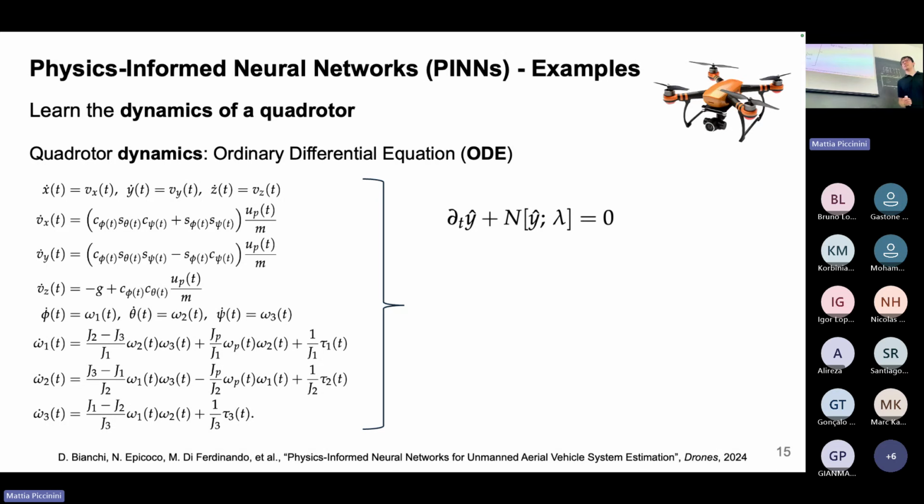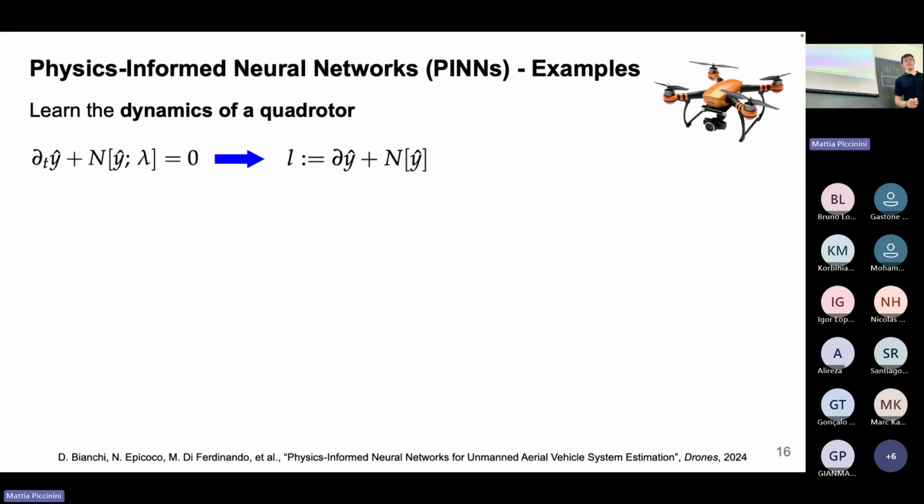So you can still write it in the form partial derivative of y, where y is the collection of all the states of your model, plus a neural operator equal to 0. This can still be written like that. And then same as before, just write the left-hand side of the equation in this form, collect it in the variable L, and then learn the solution with a neural network. This is exactly what they did: learn the solution y hat, which is the collection of all the states, using a neural network. And it's pretty simple. So we have a loss function here.